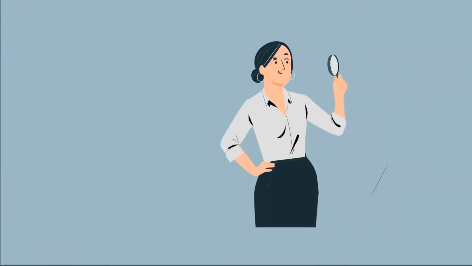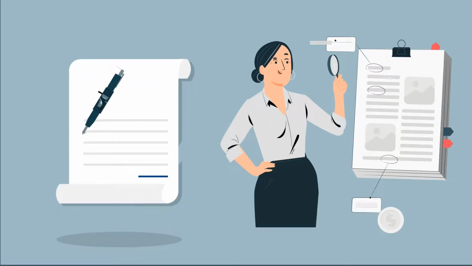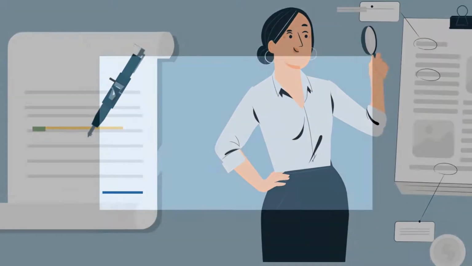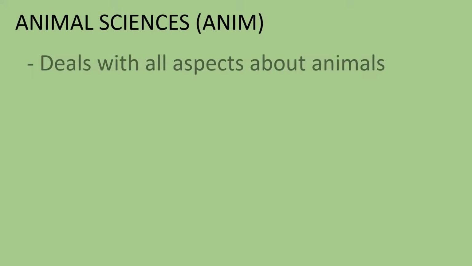Finding the right research category is vital, since each panelist is assigned to a specific section. Also, categories highlight the research's main theme, which makes it easier for judges to analyze your paper. In this presentation, we will discuss the 21 research categories and their subcategories based on the Intel ISEF guidelines.